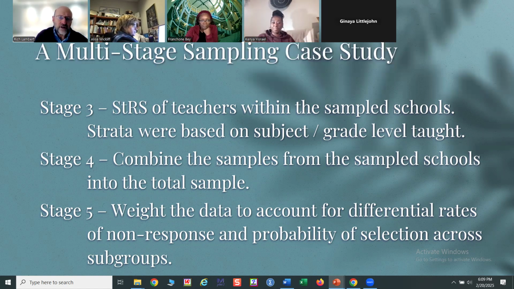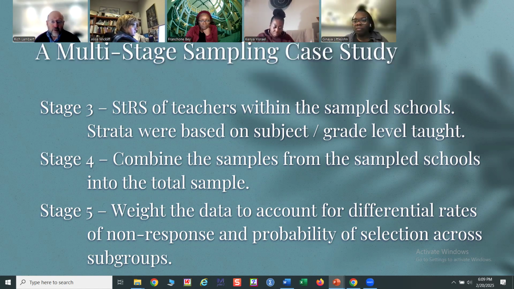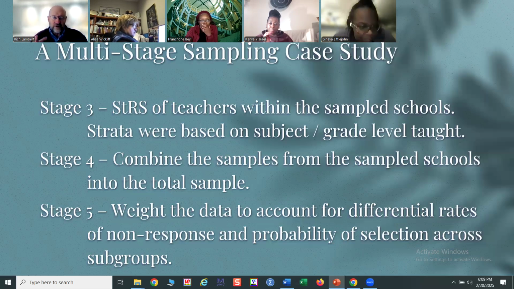So stage 3, this is what they did in the 15-16 cohort. Now they took a stratified random sample within each of the sampled schools. And the strata were based on subject and grade level taught. So instead of doing it like a cluster strategy where they took everybody in the school, they took a stratified random sample of schools, oversampled for the small groups they wanted to represent, and then took a stratified random sample within each of the sampled schools so that we would get all the grade levels and all the subjects represented.